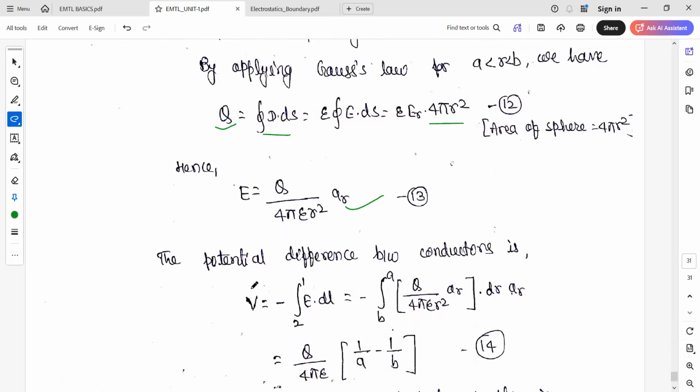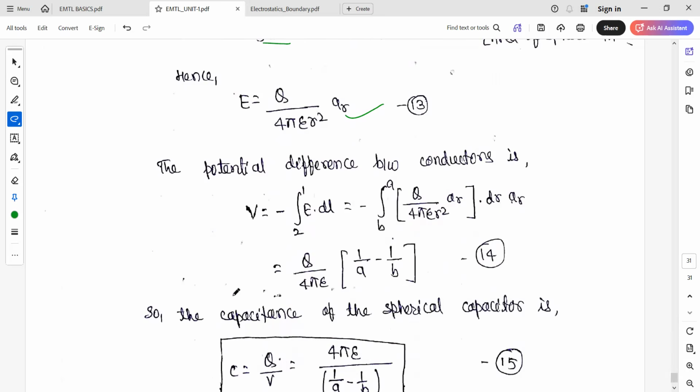And now we have to find the potential difference. So the steps are the same. First we have to find the total charge. From that we have to find the electric field intensity. Then we are finding the potential difference. So V equals minus integral of E dot dl from 2 to 1.